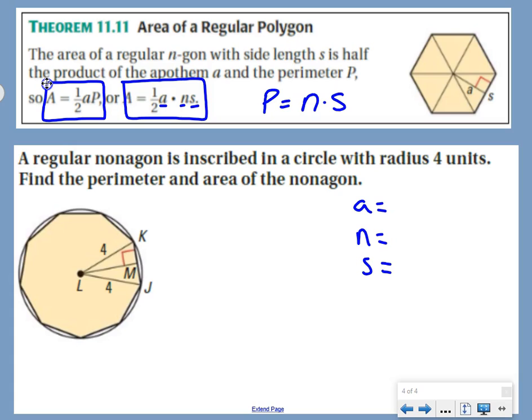So one of these is really easy. The N, the number of sides. We're working with a nonagon, which means it's a 9-sided figure. So N is going to be 9 because we have 9 sides. A and S require a little bit more work.